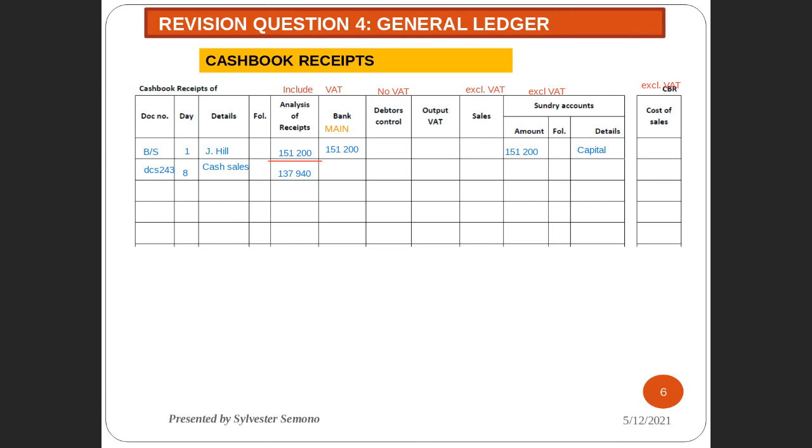Remember, sales is vatable. So we need to calculate VAT first. Yes, the VAT is included unless specified. So in other words, this 137,940 is including VAT. So now I want you to calculate VAT for me. That VAT is called output VAT. Can you see now? So who can tell me how I am going to calculate this VAT? Or give me the amount of VAT first. Calculate the VAT for me on this 137,940.